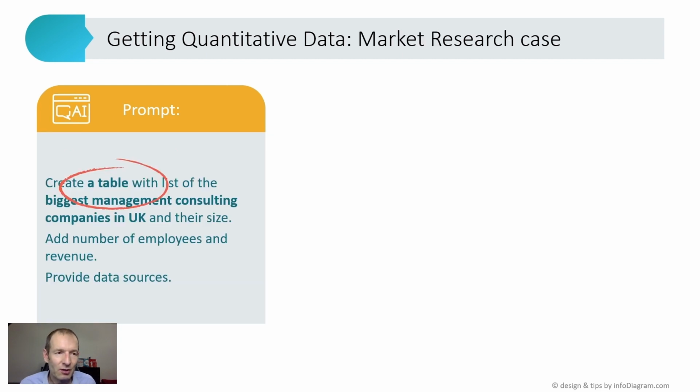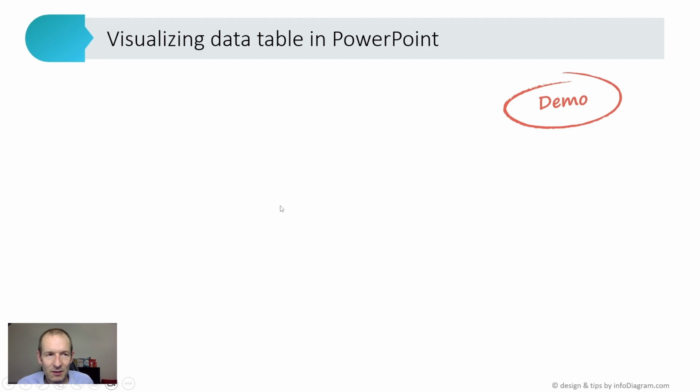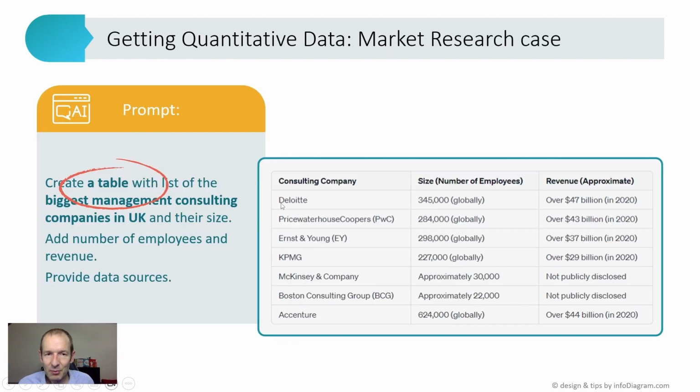Another example which you can use is to ask, again in table format, for the biggest management consulting companies in the UK, for example, and ask for number of employees and revenue, and that's the result which I got. Good practice is also to ask for data sources, specifically if you are doing some research or you want to provide a list of references. Then if you ask for that, it will usually provide you the links.